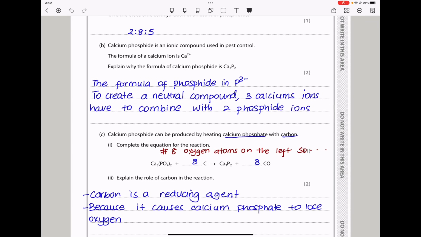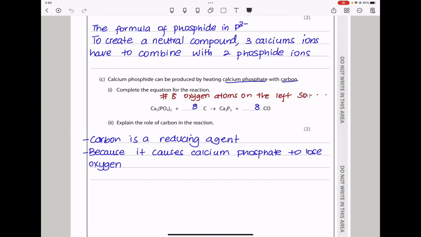In part B, calcium phosphide is an ionic compound used in pest control. The formula of a calcium ion is Ca2+. Explain why the formula of calcium phosphide is that. Because calcium is 2+, phosphide is going to be P3-, like I said here. So to create a neutral compound, it means 3 calcium ions have to combine with 2 phosphide ions so that this compound, which is neutral, is created. So that was my answer here.